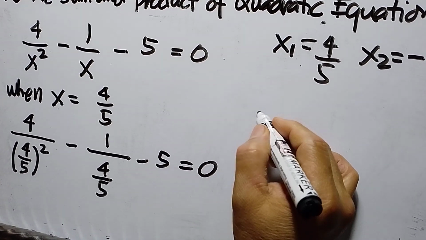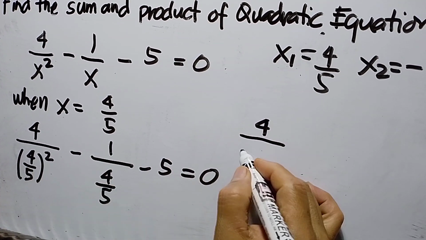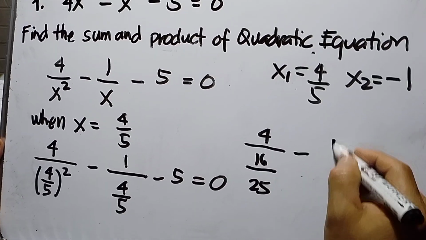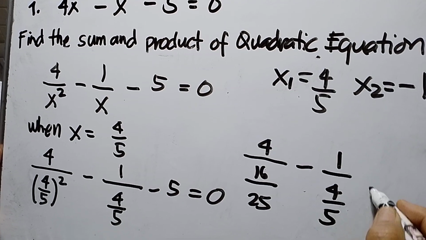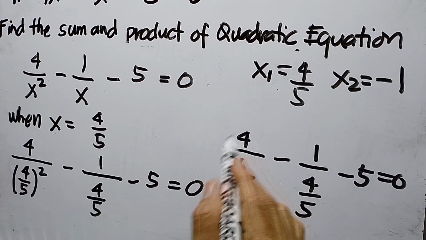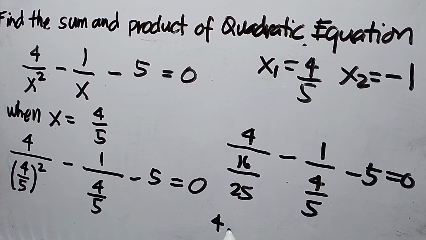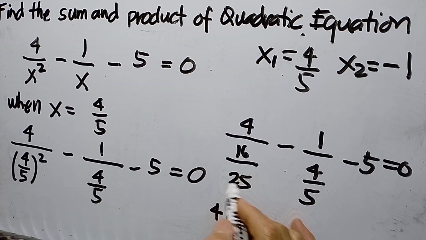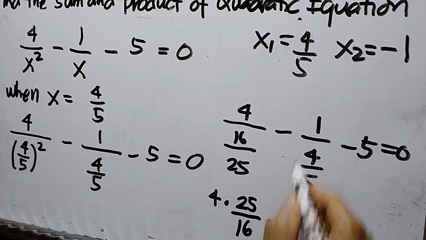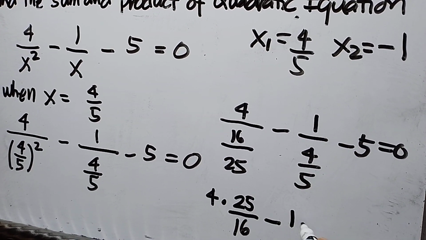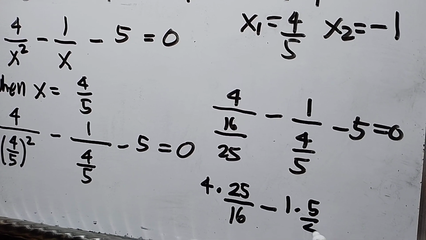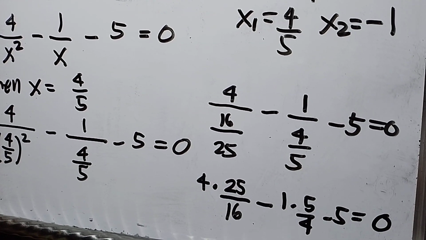So this will be 16 over 25. Then minus 1 over 4 over 5 minus 5 is equal to 0. Since this is a complex fraction, we need to simplify. 4 times the reciprocal of 16 over 25 will be 25 over 16. Same with the second. So this will be 1 times the reciprocal of 4 over 5, which is 5 over 4. Then minus 5 is equal to 0.